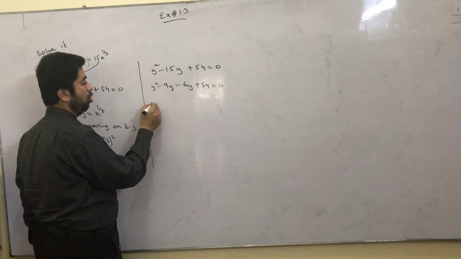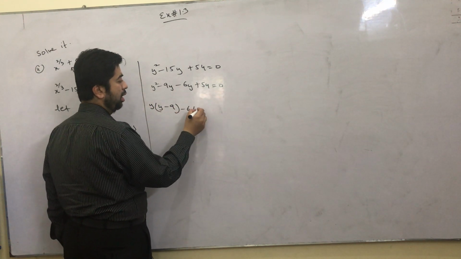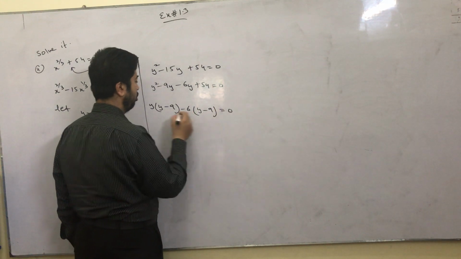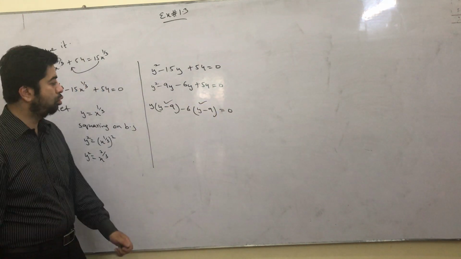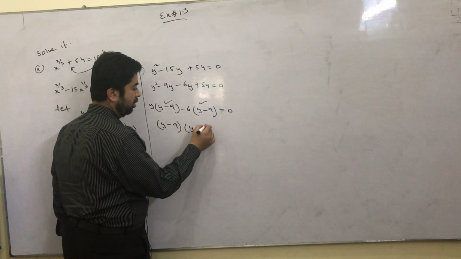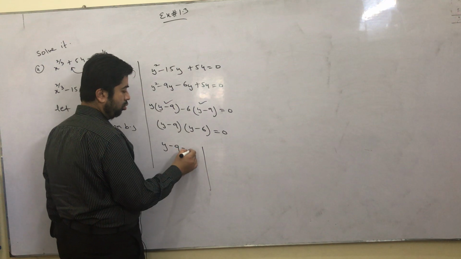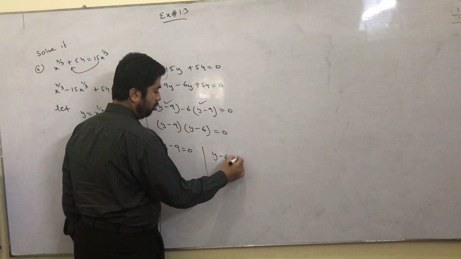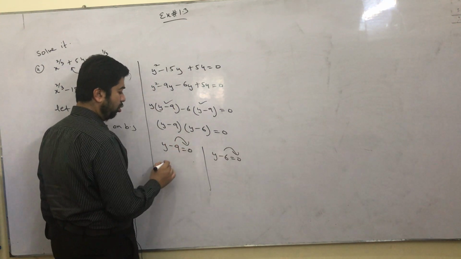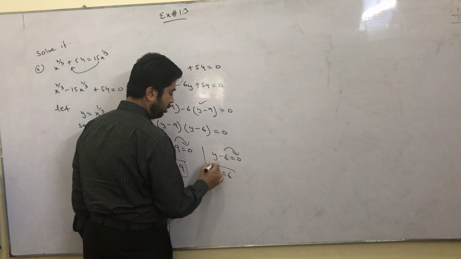So what is common here? It is y, and what is common here? It is -6. Again it is y -9 is equal to 0. These are the same. So (y -9)(y -6) is equal to 0. So there is y -9 is equal to 0 and y -6 is equal to 0. Same thing is going to happen: y is equal to 9 and y is equal to 6.